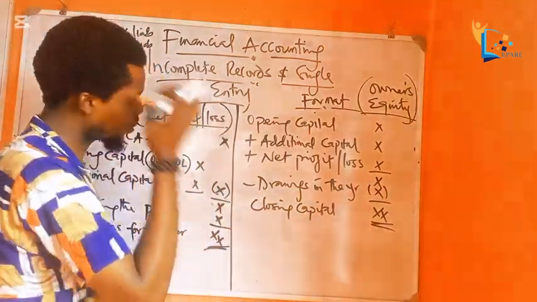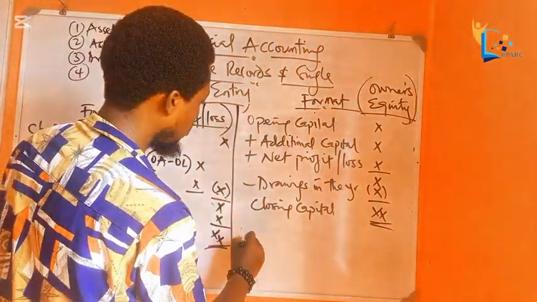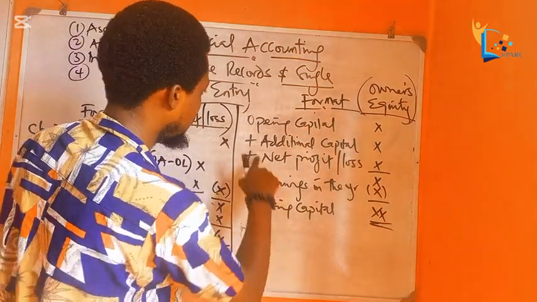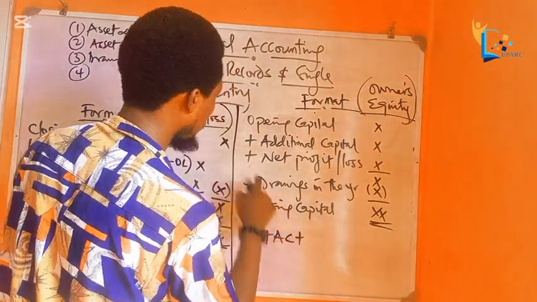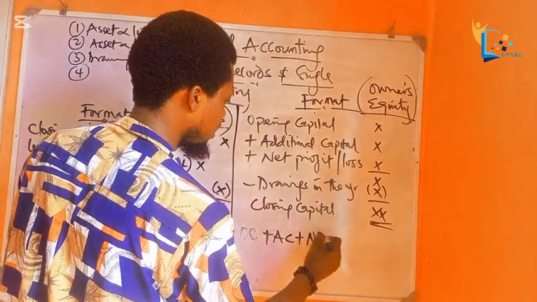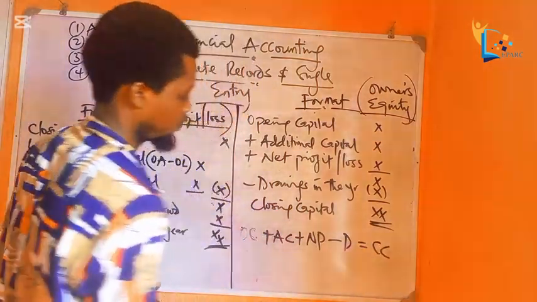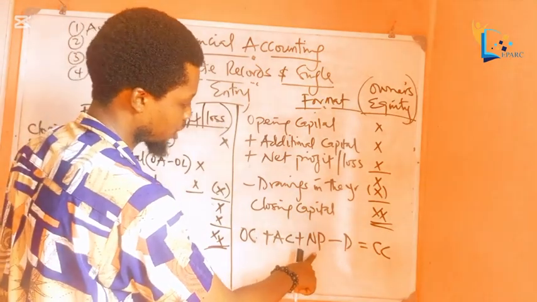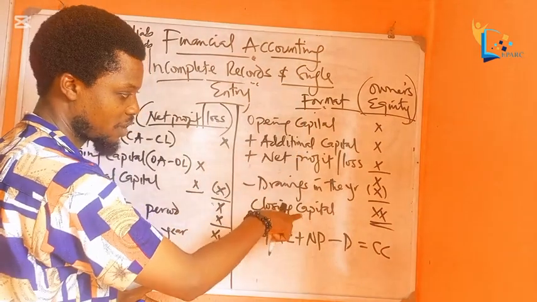Now, in other words, we can use initials to indicate this. Say opening capital plus additional capital plus net profit, then minus drawings is equal to closing capital. Opening capital plus additional capital plus net profit minus drawings equals what? Closing capital. It is the same thing we have here, okay?